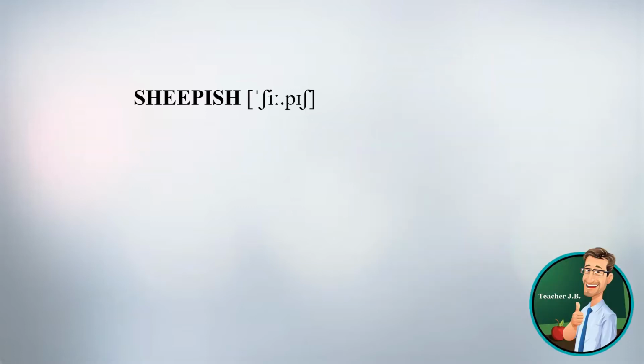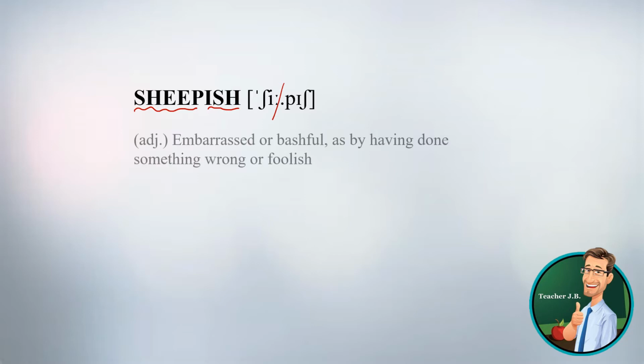The first one is sheepish. Actually, it has two parts, sheep and ish, but when we read it, it sounds sheepish. Sheepish means embarrassed or bashful, as by having done something wrong or foolish.